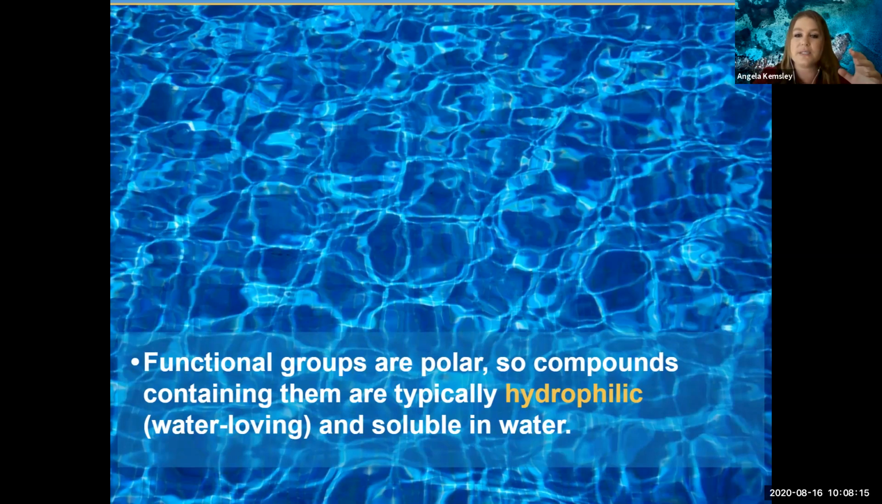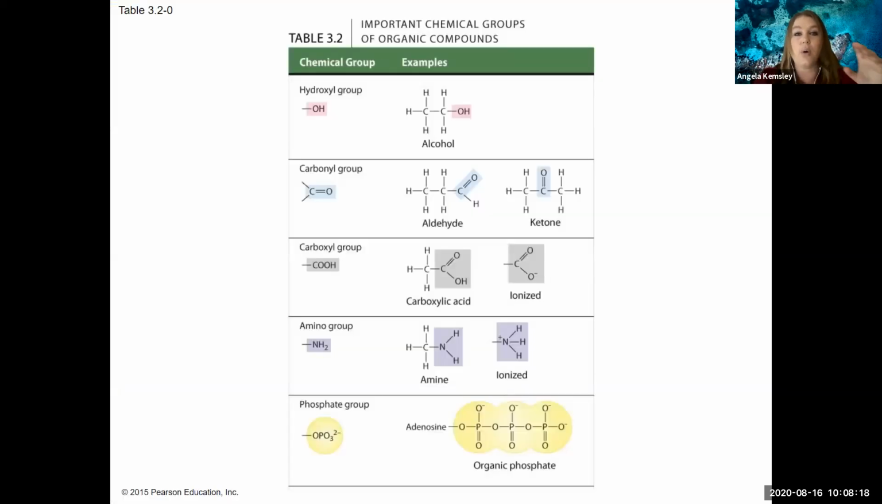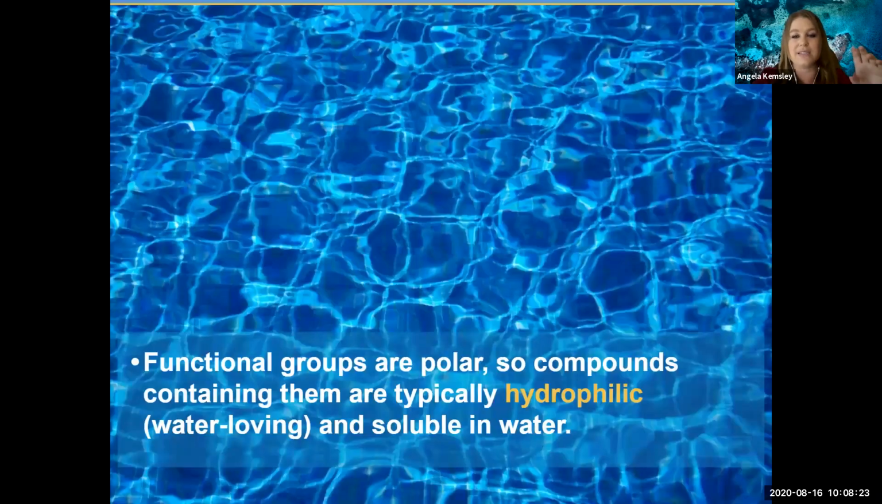Our functional groups, take a look here, they're polar. So one side of the functional group will have a slight negative charge, one will have a slight positive charge. This actually makes them what we call hydrophilic, which is water loving. That is compared to hydrophobic, which is water hating. And hydrophilic, those water loving molecules, like our functional groups, are soluble in water. That means that they can break down in water. So that is why we group these first 5 together, because they are polar and they are hydrophilic.